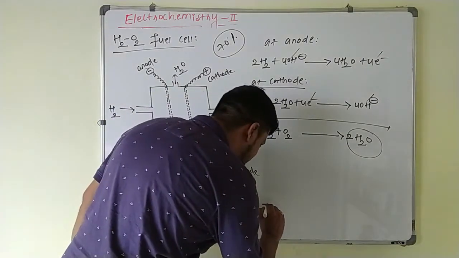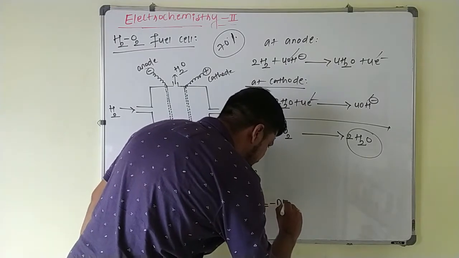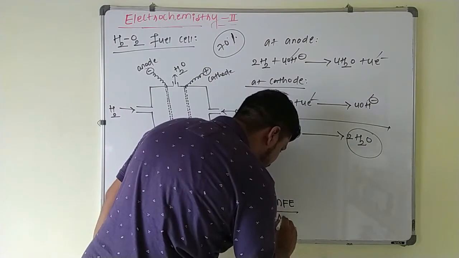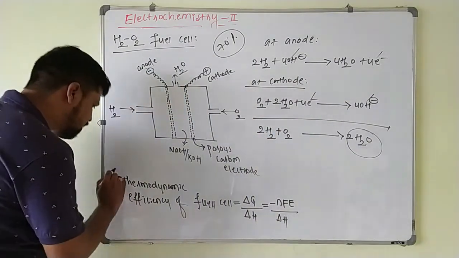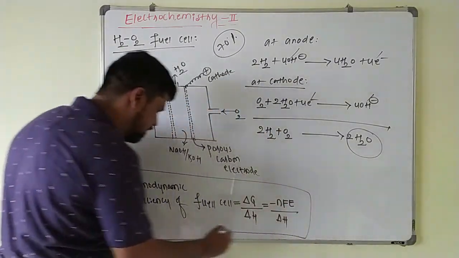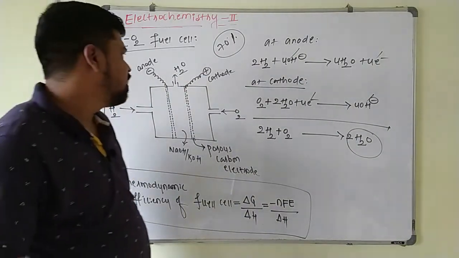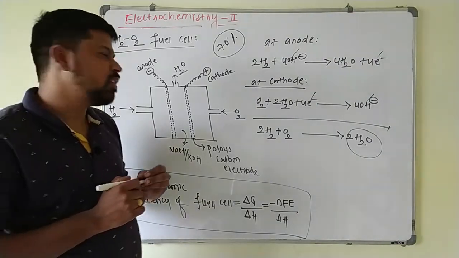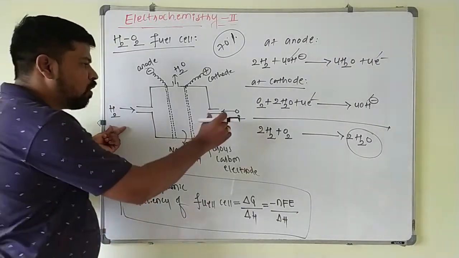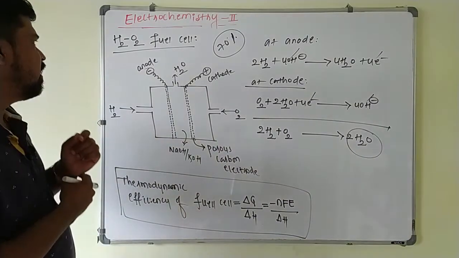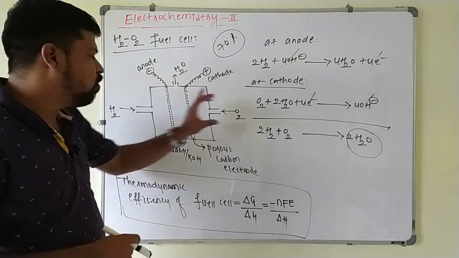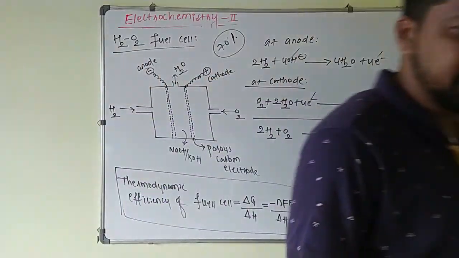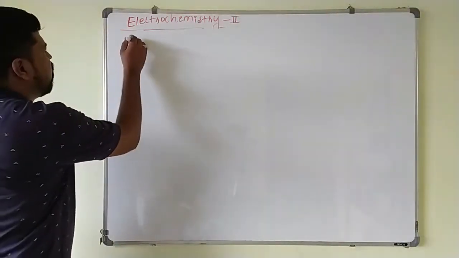This can also be written as delta G, which is nothing but minus nFE, as we already know, this is the electrical work done, divided by the enthalpy of reaction. So this is the formula to calculate the efficiency of this fuel cell. This is about the H2O2 fuel cell. In this cell, electricity is produced as long as H2 and O2 are continuously fed into the cell. If the feeding of H2 and O2 is stopped, the current will stop. So now we will discuss rusting and corrosion of iron.